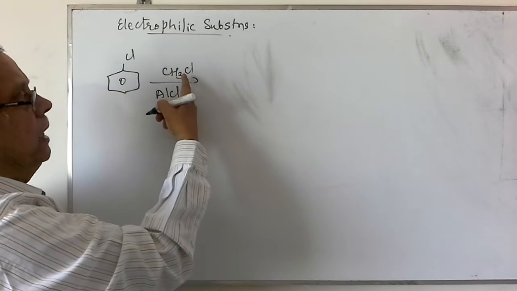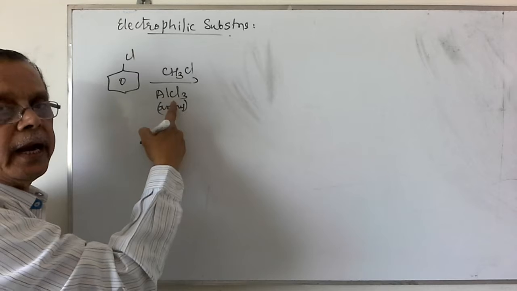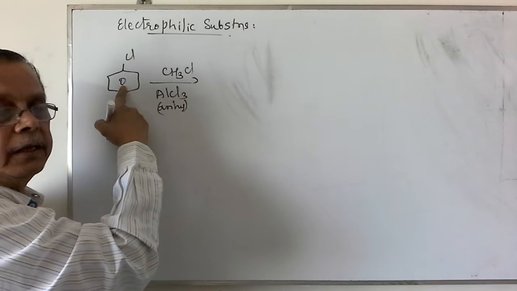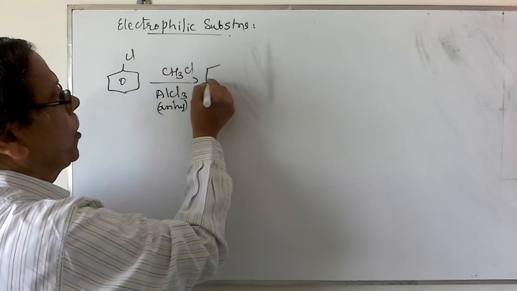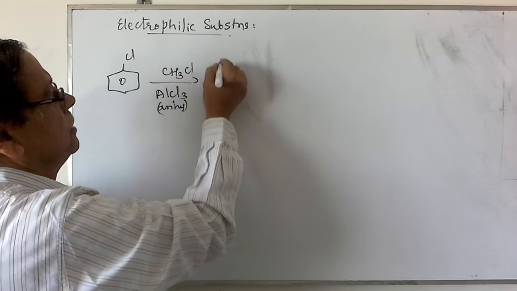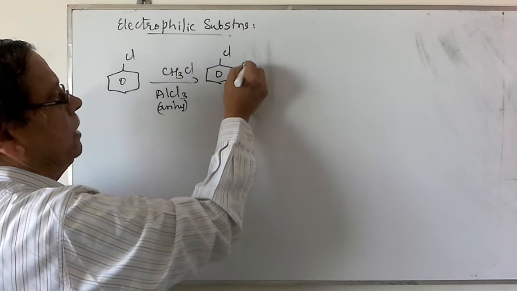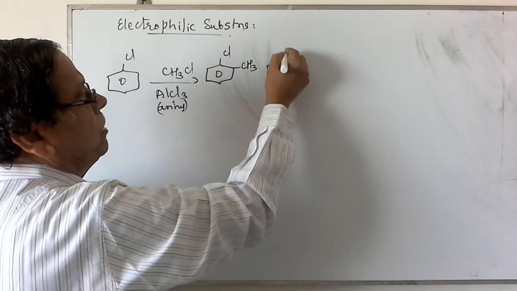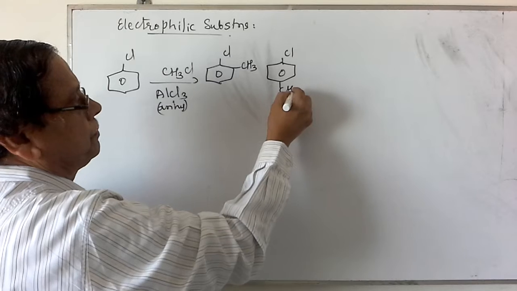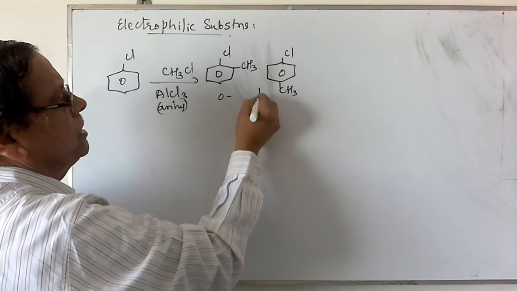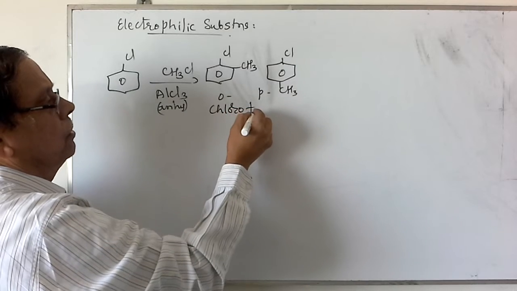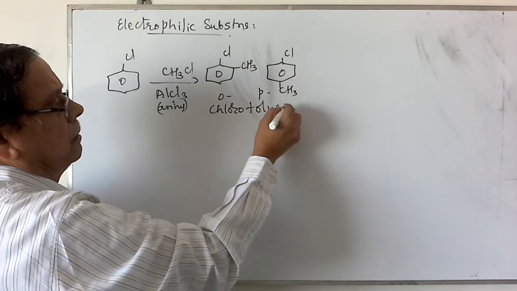When we use an alkyl halide in presence of anhydrous aluminium chloride, the alkyl group will be substituted into the benzene ring. So this will give rise to two products. One is C6H4Cl CH3 in ortho position and one more in the para position. So this is ortho, this is para. The names of these compounds are chlorotoluenes.